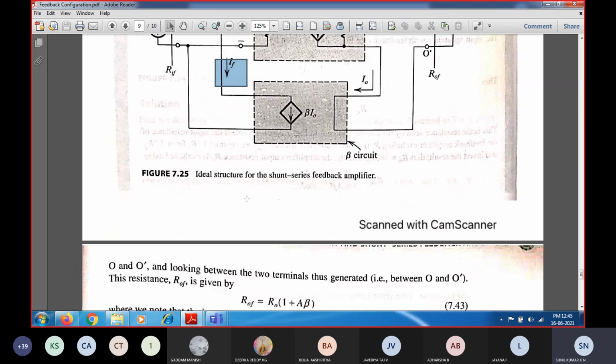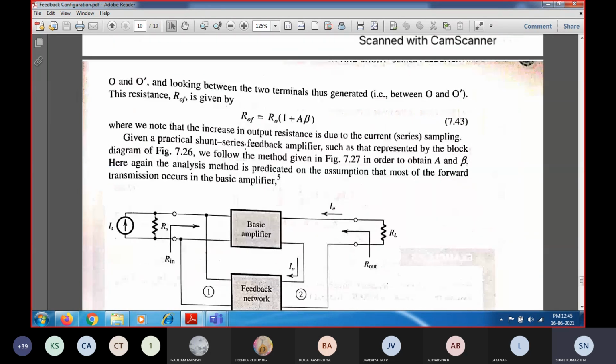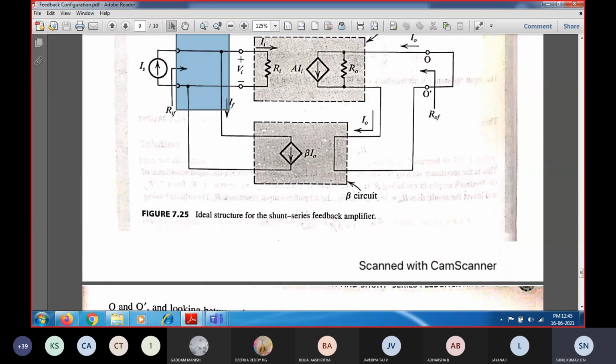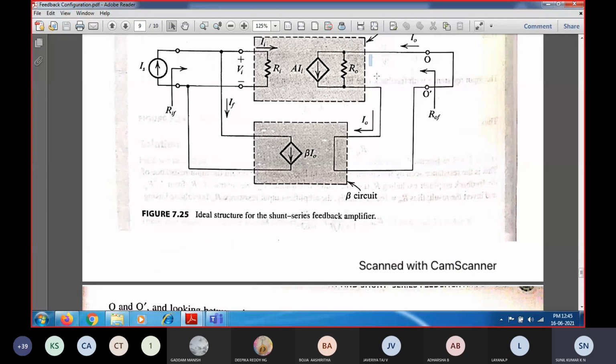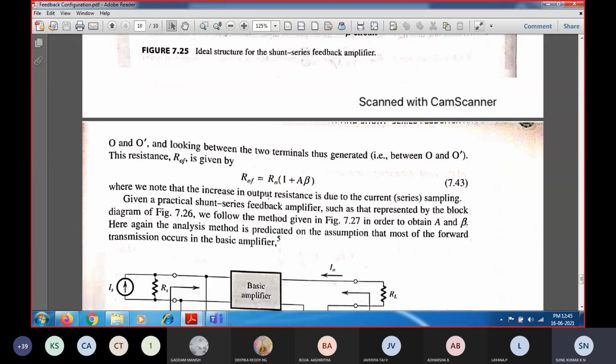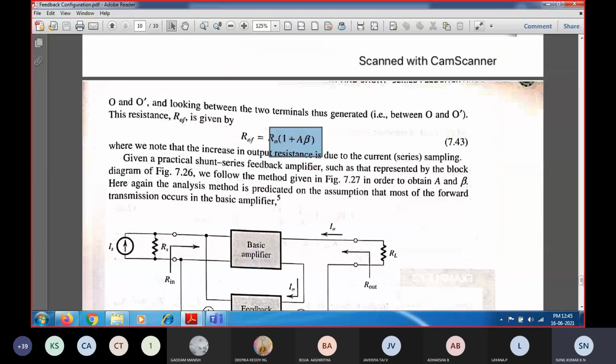In this way, since the connection at the input side is shunt, the input resistance with feedback is reduced by a factor of 1 plus A beta. And since the output side is connected in series, the output resistance is increased by a factor of 1 plus A beta. So this is about the four different types of configurations and how they control the input and output impedance. Okay, any doubt?